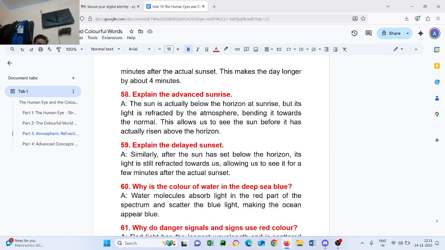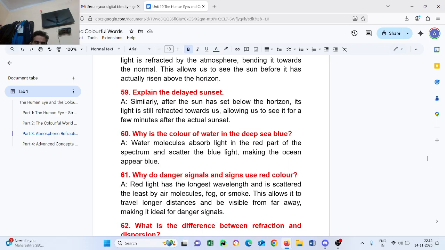Question number 60. Why is the color of water in the deep sea blue? Water molecules absorb light in the red part of the spectrum and scatter the blue light, making the ocean appear blue.